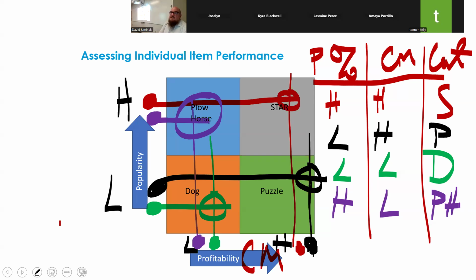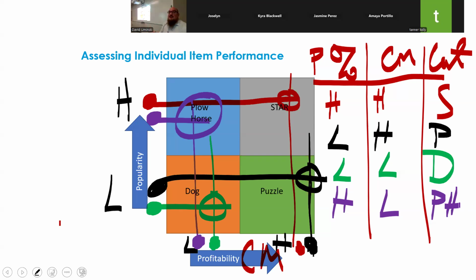But with that plow horse, maybe that's what brings people into our restaurant. That's what attracts people to come in, and then they may buy something else as well, right? And so when we think about our plow horses, we might change our menu, might change our recipe, which might lessen or might increase our contribution margin, or we might increase the price.